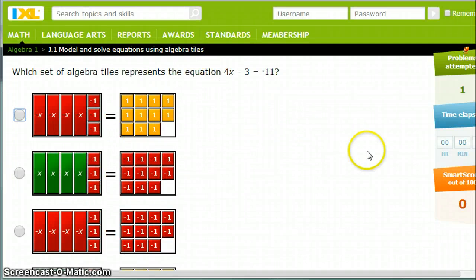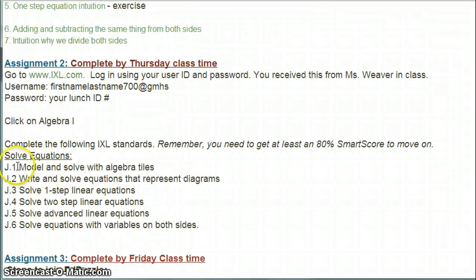As the student progresses, their SMART score will increase, and this is the measure of mastery. Once the score reaches 80%, I allow my students to move on to the next topic. So students are asked to work through 6 standards, and they take about 20 minutes apiece.